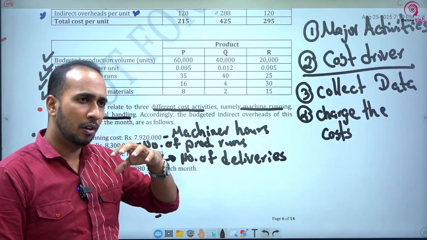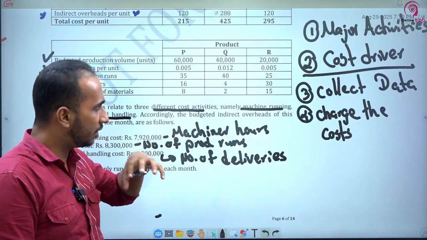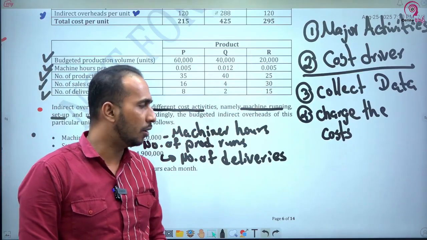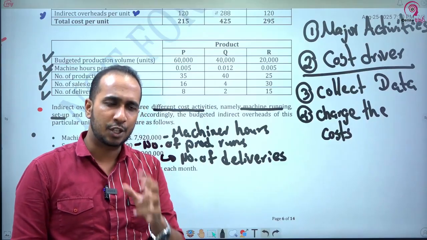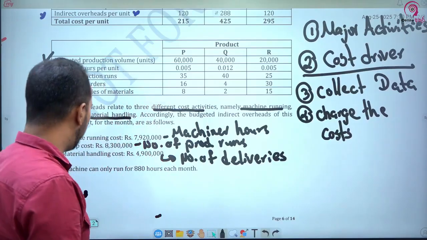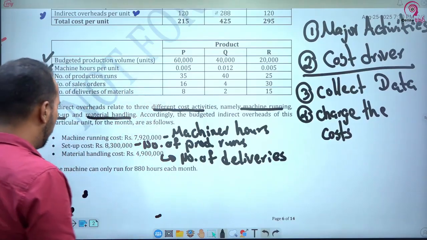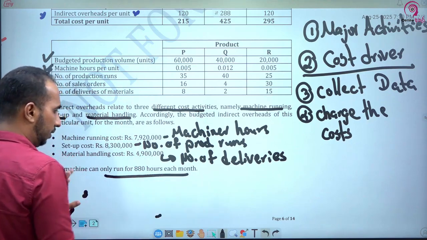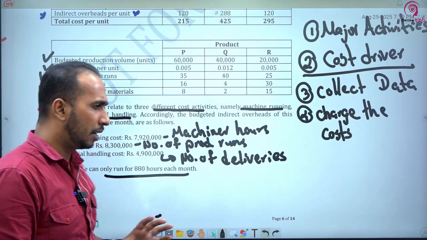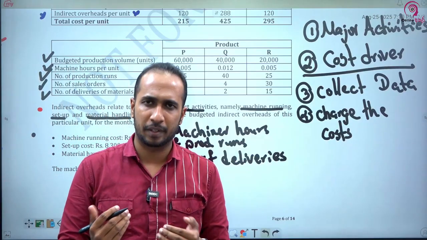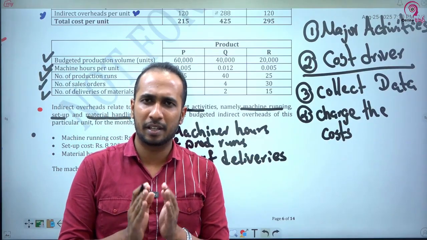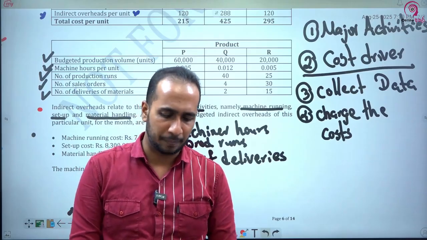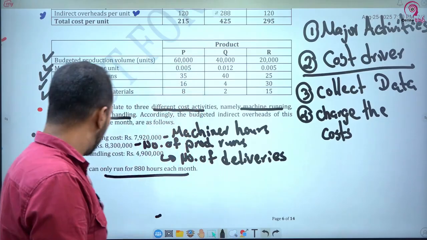Now we have pooled or collected the data under each major activity, and based on this we have to charge the cost to each product. That is the thing you need to understand. So that's what we are going to do. Also please see, the machine can only run for 880 hours each month. That means there is a kind of limitation, so we have to be very careful with it as well. Right. So with that, let's try to work this out.